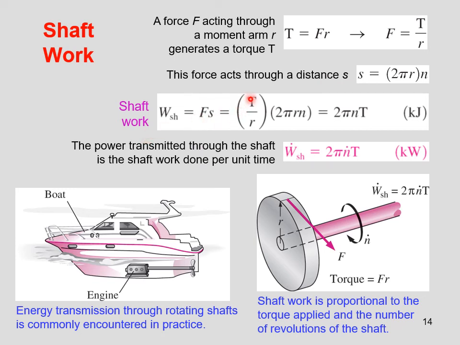The force is the torque divided by R, times the 2 pi R times N, where N is the number of turns it moves. So if you put these two equations together, you end up getting a nice equation, 2 pi N times the torque. If you know how fast this occurs, again, you can divide by time. You can get the power transferred. That's equal to 2 pi n dot times T, where n dot is the turns rate. How many turns per second, for example, the shaft turns.